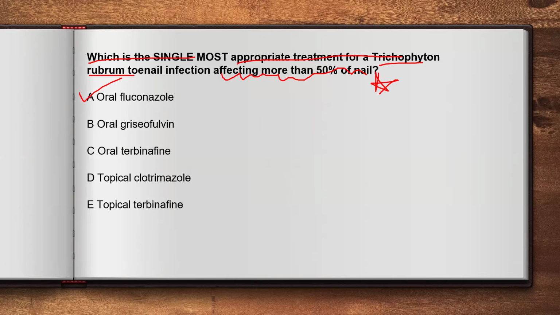Option A is oral fluconazole. Option B is oral griseofulvin. Option C is oral terbinafine. D is topical clotrimazole. E is topical terbinafine.